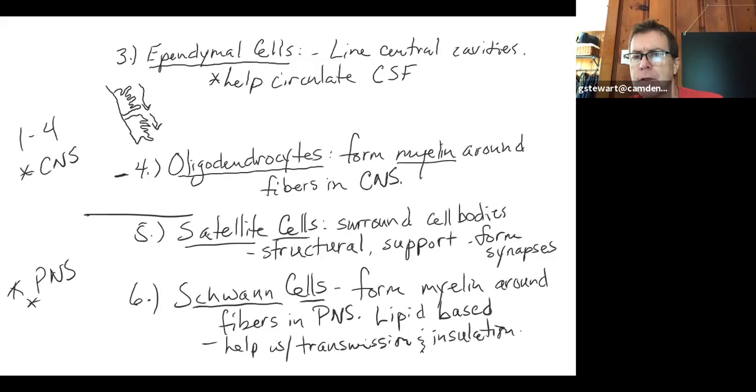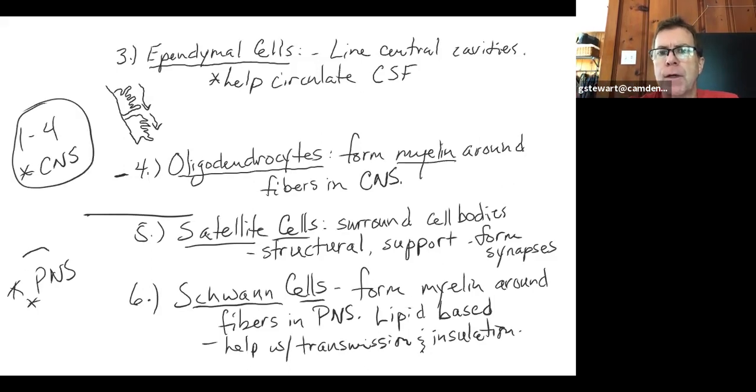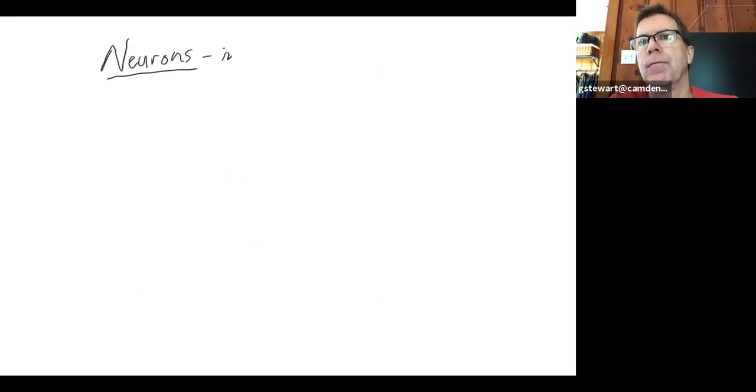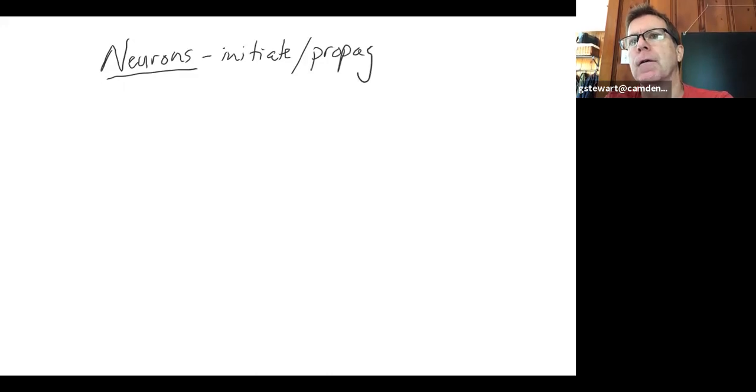So those are the 6 glial cells. Those are helper cells. We find 1 through 4 in the central nervous system, 5 and 6 in the peripheral nervous system. Now, most of what we talk about after this moment is going to be about this type of cell for the whole rest of the chapter. Neurons. These are the cells that initiate and propagate electrical impulses.